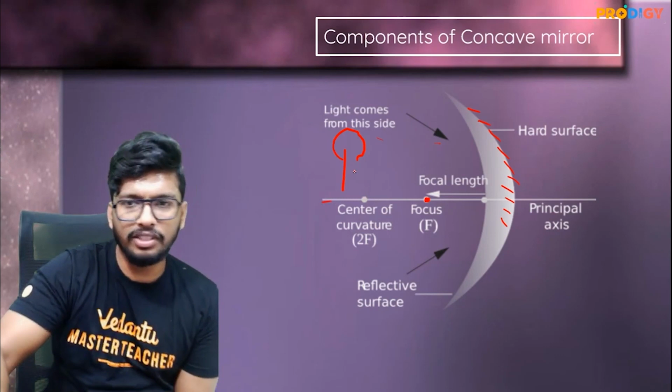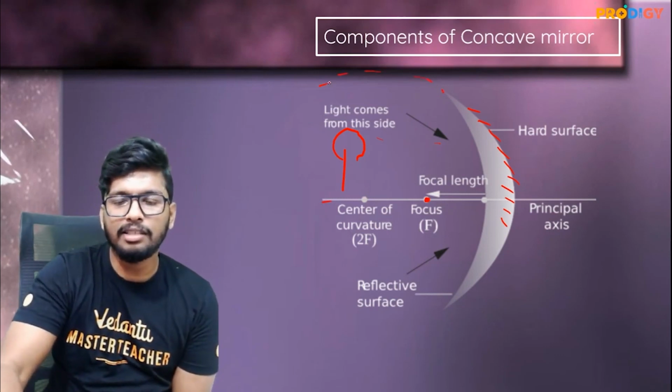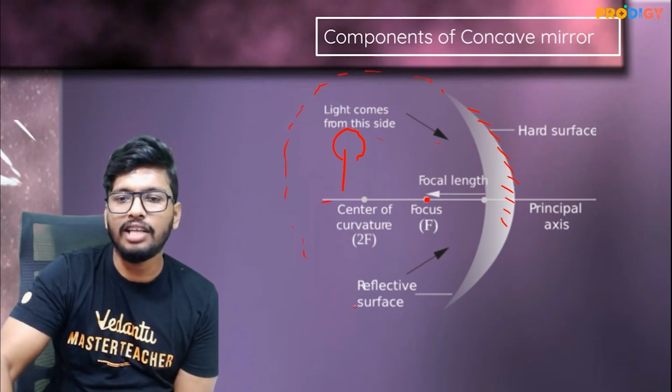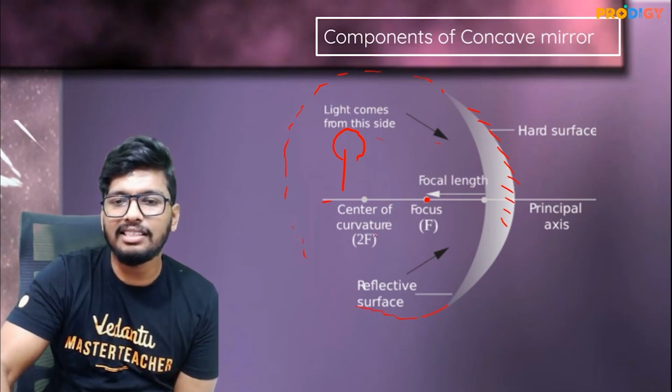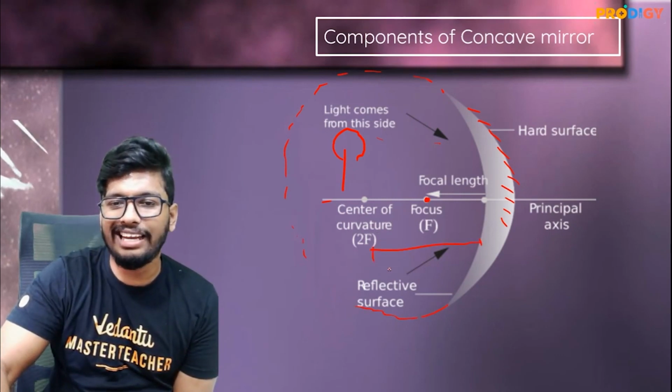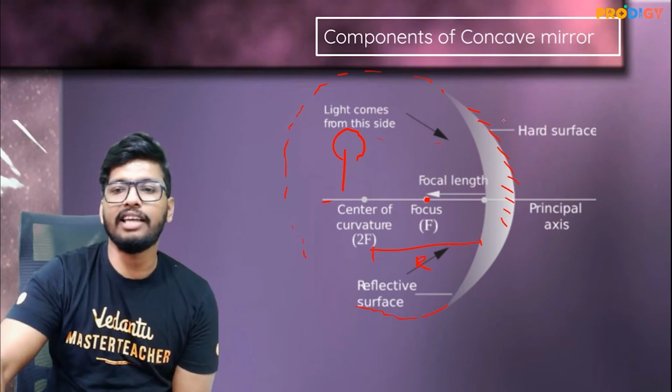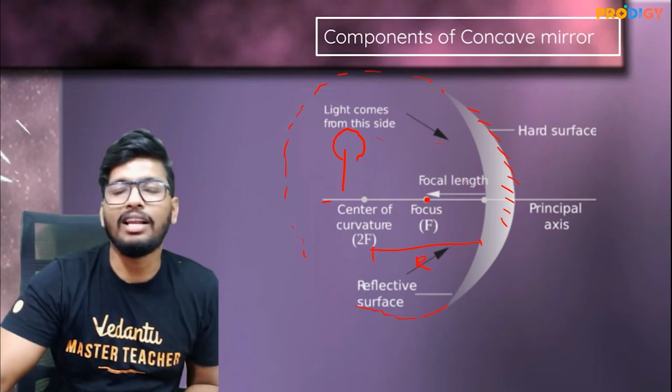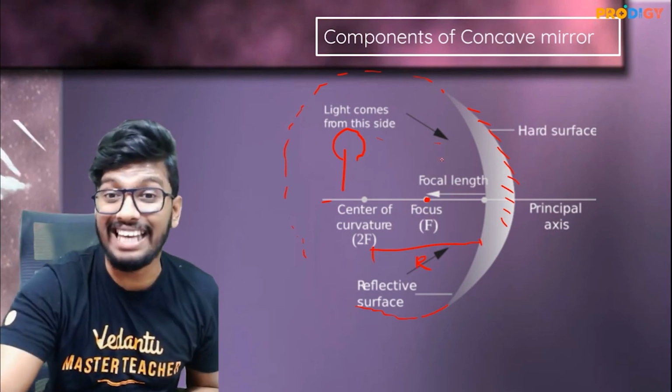This is the center of curvature, which is basically a part of a glass sphere. So that is nothing but the center of curvature. This length that you have is nothing but the radius of curvature, and this is the entire reflecting surface. And a focal length and focus is something that we'll study in the next session.